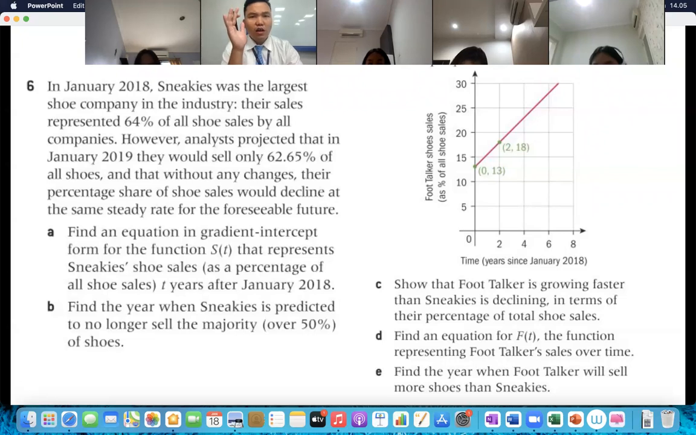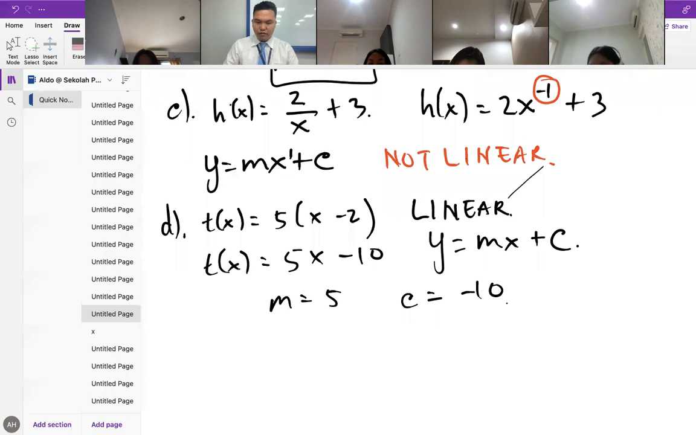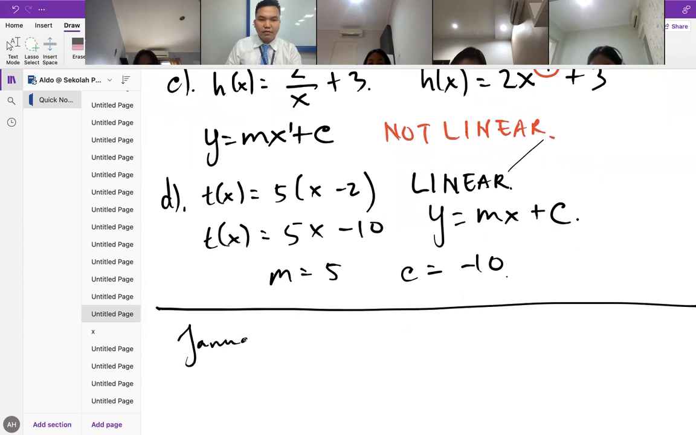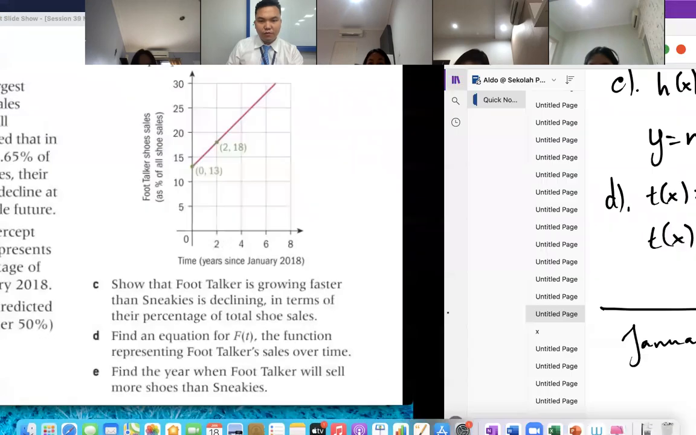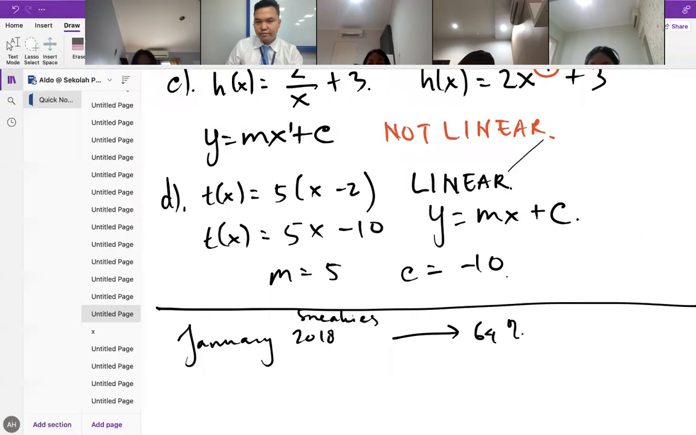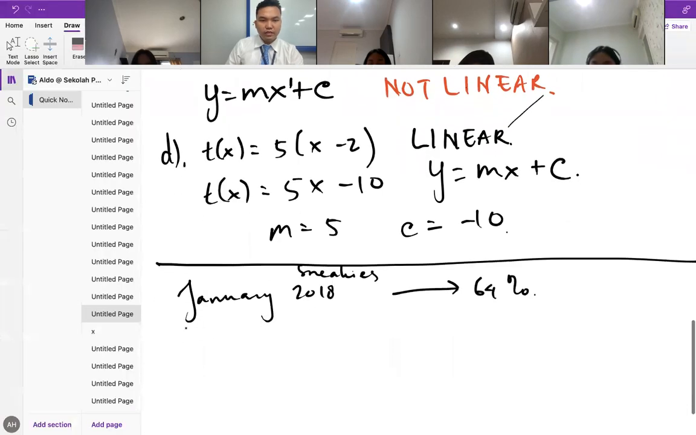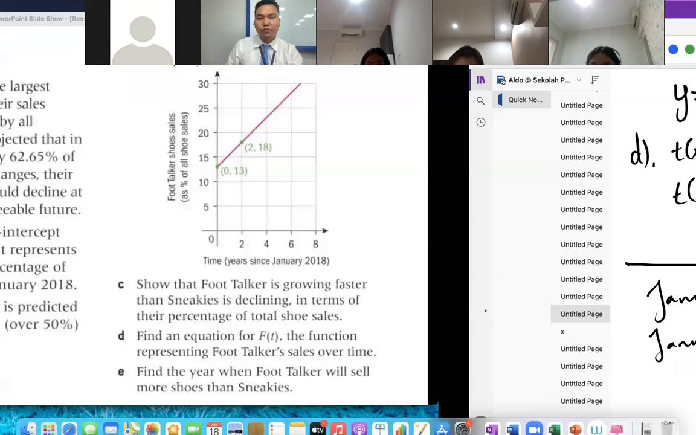Okay, so first of all, we need to write down the information that we have. First is that at January 2018, Sneakies had 64% shoe sales. And then January 2019, which is 1 year after that, is about 62.65%.